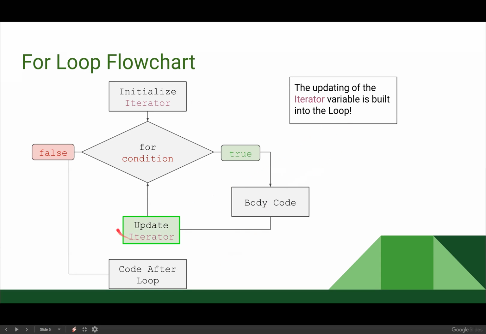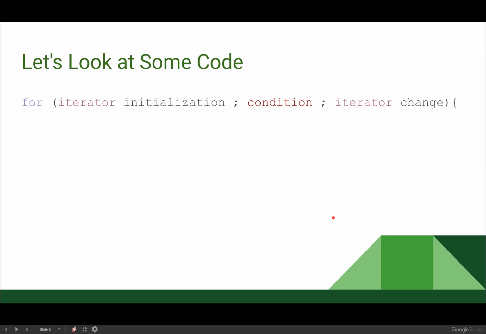Updating the iterator here is built into the loop. It's part of the loop process. So instead of including it in my body, like I might have to for a while loop, this is built into my for loop. It's part of how it runs. So let's look at some code. Here's that demonstration I had, the pseudocode.